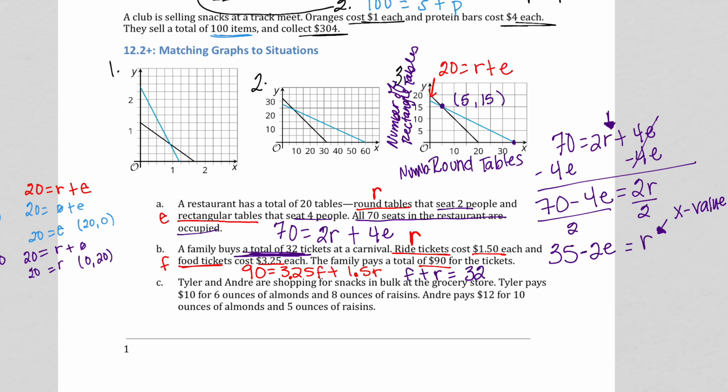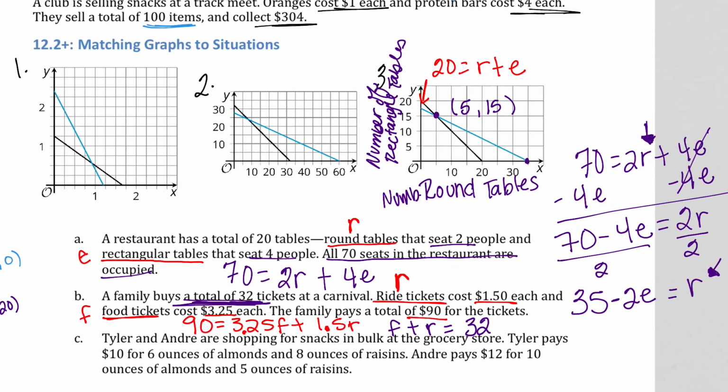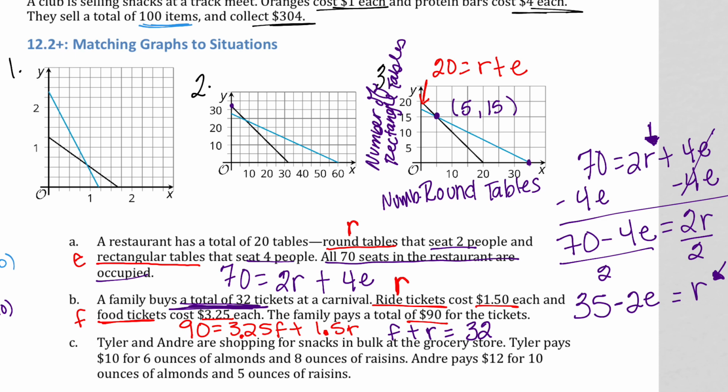Can I tell from these two equations which graph represents situation B? The second one. How'd you get the second one? The black line goes to 32 on both axes. So that tells me that is F plus R equals 32. Because if we plugged in a 0 for F or R, the other variable would be 32. So my line needs to go from 32 to 32 between the X and Y axis.